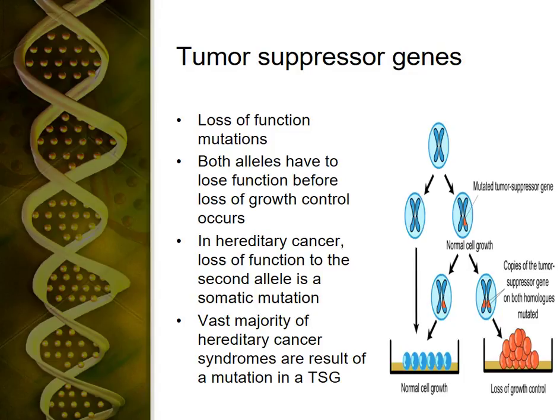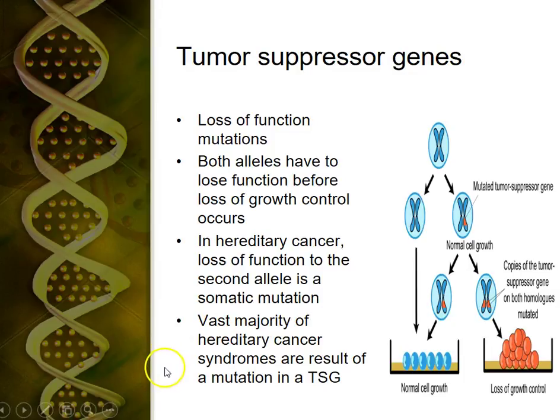Tumor suppressor genes are important genes that help stop cancer from growing. Many of the cancer predisposition syndromes are because of loss or malfunction of these tumor suppressor genes. Both alleles, or both copies from each parent, need to be abnormal before you exhibit the uncontrolled cell growth. So in hereditary cancer, loss of function of the second allele is usually a somatic event that occurs later.